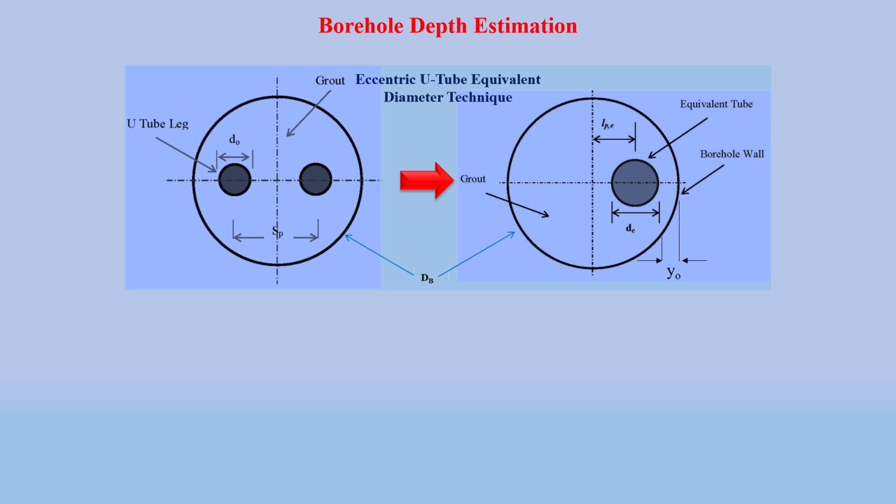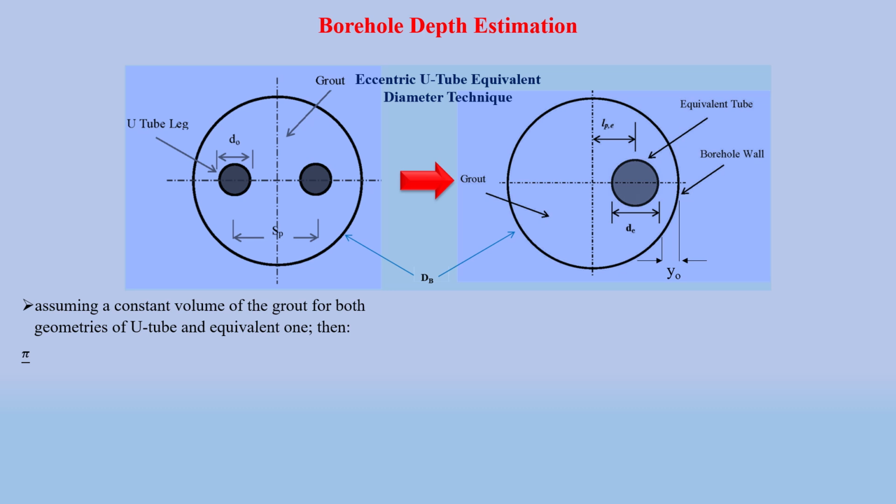We want to get a general form to predict its length. We will transfer this U-tube to a single equivalent tube with a diameter d sub e. The first assumption depends on considering that the volume of the grout material is fixed for both geometries, which leads to a final form for the equivalent diameter to have the value square root of d naught, as shown in equation number 1.